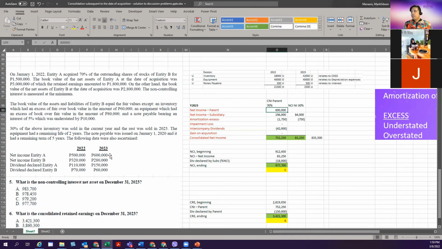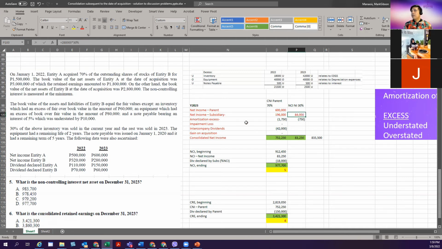600,000 from parent's own operation. And then ngayon, net income subsidiary, sabi natin, we just have to split it based on the proportionate share. 280,000 multiplied by 70%, that's 196,000 for the parent. And then the 30%, 84,000 for the non-controlling interest.